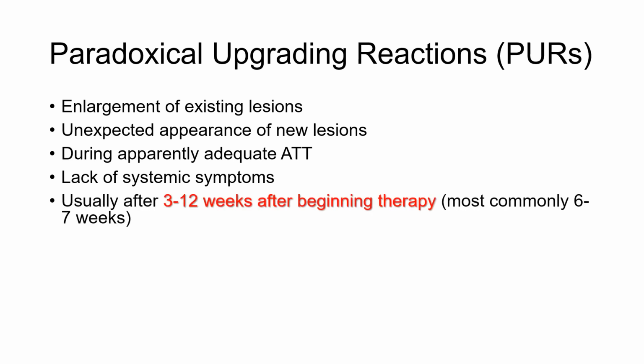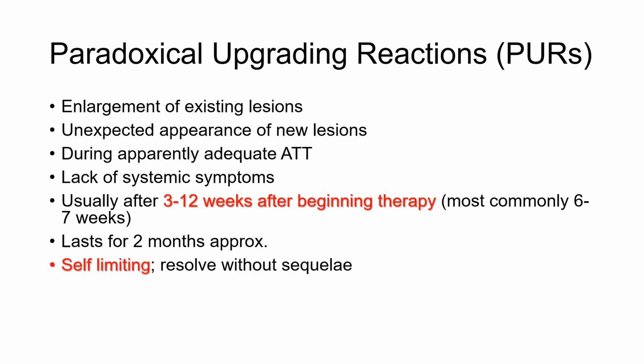It usually occurs 3 to 12 weeks after the beginning of therapy. That means the focal immunity improves 3 to 12 weeks after beginning of successful anti-tubercular therapy, and it lasts for approximately 2 months and automatically improves in most of the cases, and it is self-limiting. Without any sequelae, it resolves in most of the cases. In very few cases it may require some active treatment, otherwise it is self-limiting.